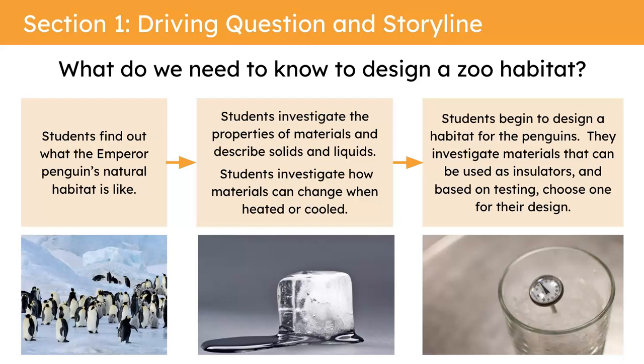The driving question for Section 1 is, what do we need to know to design a zoo habitat? Students connect to the anchoring problem by first learning what emperor penguins need to survive. Then, students consider materials that could be used to design and build a home for the penguins at the zoo. Students investigate the properties of materials, describing solids and liquids, and how materials can change when heated or cooled. Students discover some of these changes are reversible, while others are not.